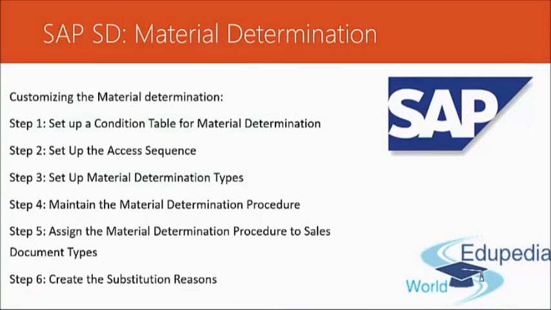So we have successfully learned about customization of material determination. We learned how to set up a condition table. We learned how to set up an access sequence. We learned how to set up material termination types. We learned how to maintain the material termination procedure. We learned about assigning the material termination procedures to sales document types. And on our last step, we learned how to create the substitution reasons. So now we have all the necessary knowledge for material termination in the SAP Sales and Distribution module.